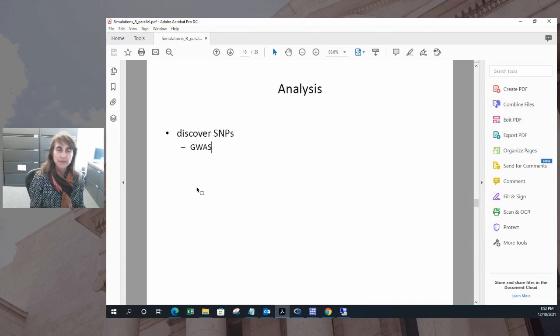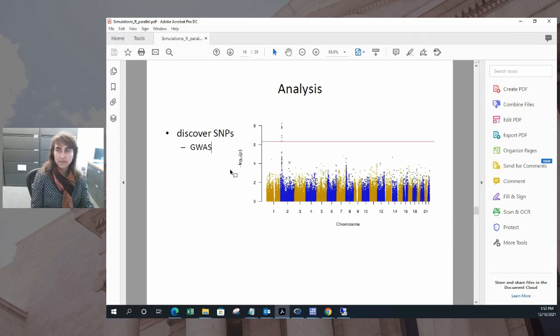The very first type of analysis, and it's still being run, is to discover SNPs associated with a given trait. To do that, they run something called genome-wide association studies, which are basically regression or association models that use all available genetics data and see if any SNP or locus has a significant association with the outcome. Usually the results are plotted in something called a Manhattan plot.